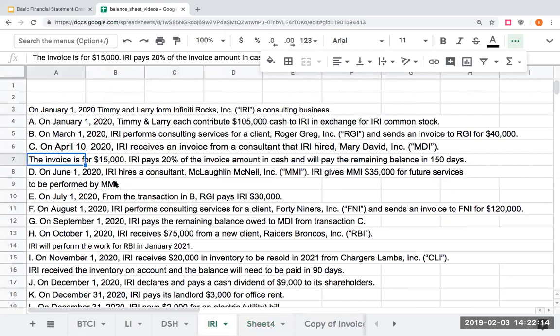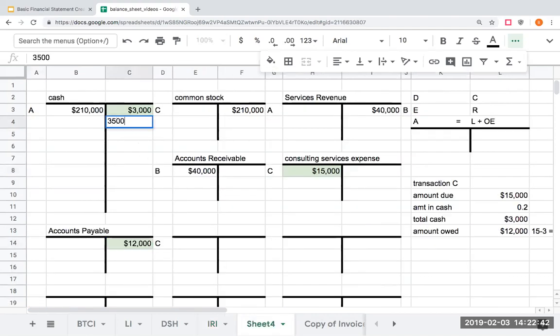Okay, letter D. On June 1st, 2020, we hire a consultant, McLaughlin McNeil. I give McLaughlin McNeil $35,000 for future services to be performed by MMI. So I'm hiring them and I'm giving them money. So let's do the easy part first. So the easy part first is going to be cash. I'm paying them for future services to be performed. For every credit, I need a debit.